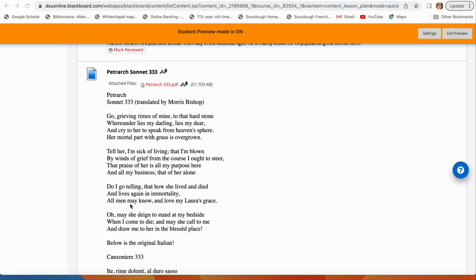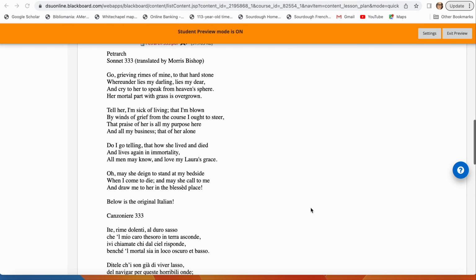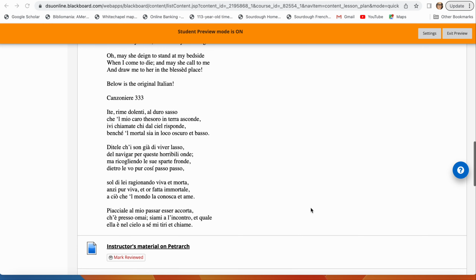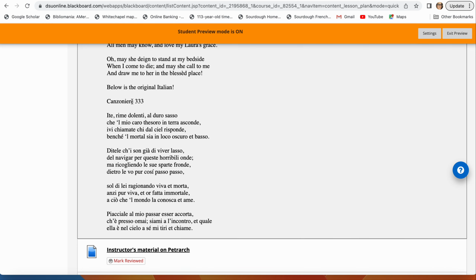I would like to show you Sonnet 333 first in the original Italian. So this is what Petrarch actually wrote. The word sonnet in Italian is canzoniere. I want to show you this and read it for you in the original Italian because I want you to hear the rhyme and the meter, or another way to say the rhythm, of the original poem. So I will point to each line as I read it with my cursor.